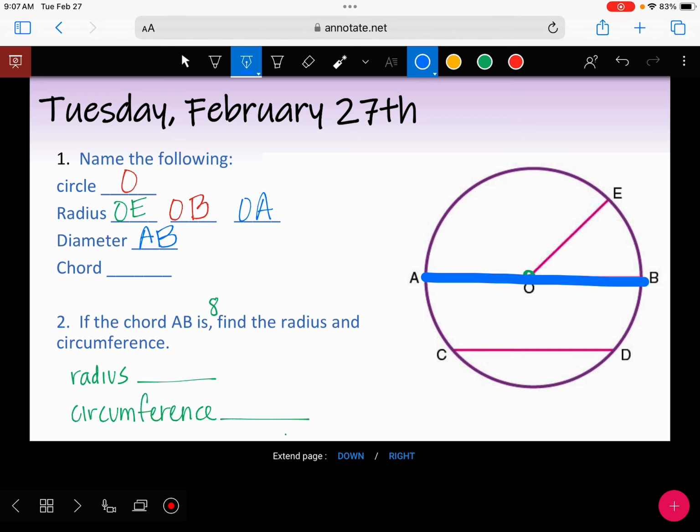A chord has to go from edge to edge. Now, chords don't have to go through the center. So there's actually 2 chords because a diameter is also a chord. So you could say AB is a chord. And what's another one? CD.